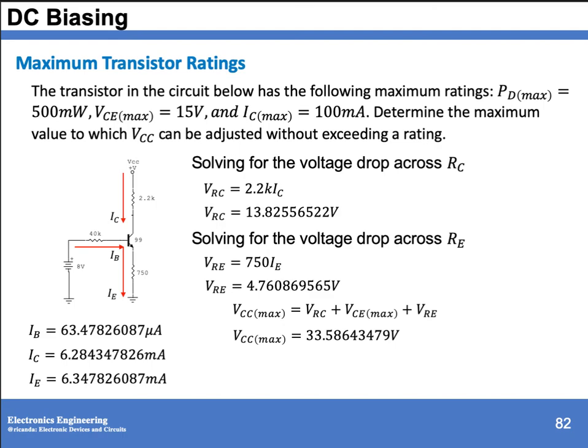So we have to determine if your PD maximum is exceeded. First we have to solve for PD, it is VCC max times IC. So your PD is only 94.2652179 milliwatts. So this PD did not exceed your PD maximum, which is 500 milliwatts. And that's all for our DC biasing of our bipolar junction transistor.